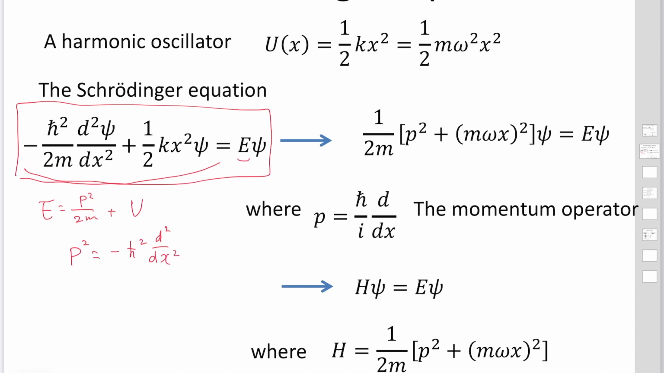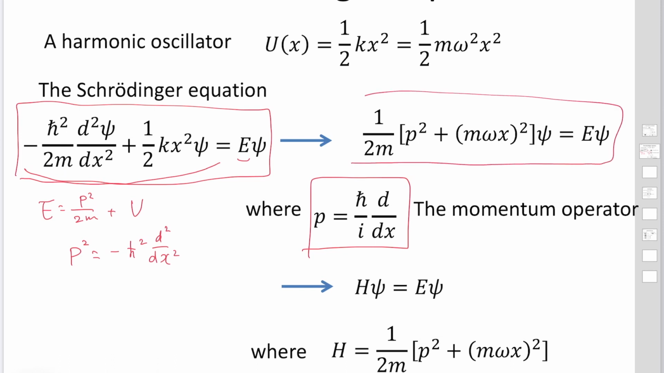From this equation, you can express p with the first derivative: h bar over i times the derivative. So p is expressed with an operator. We call this the momentum operator. So the equation is expressed as 1 over 2m times p squared plus m omega squared x squared, acting on psi, equals E psi. The Schrödinger equation becomes really simplified: H psi equals E psi. We call H the Hamiltonian.